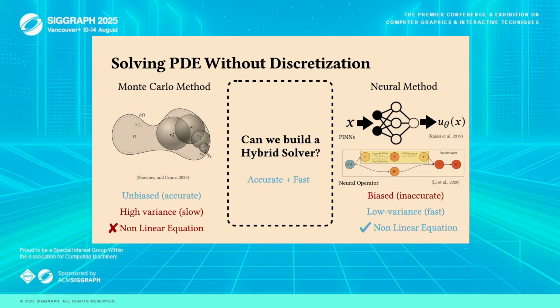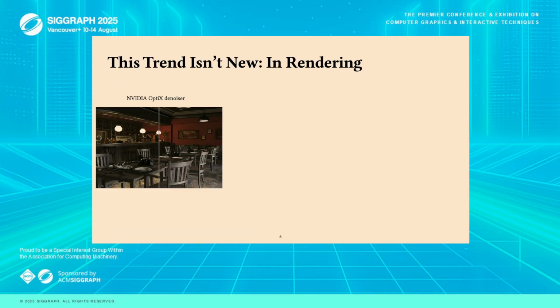And seeing the complementary benefits of these methods, the natural question is, can we combine the Monte Carlo methods with neural networks to get fast, low-variance estimators that still preserve accuracy? And this question sits at the heart of today's talk. And as you'll see next, this trend of combining neural networks with traditional graphics methods is not new. In fact, rendering has already explored it in several forms.